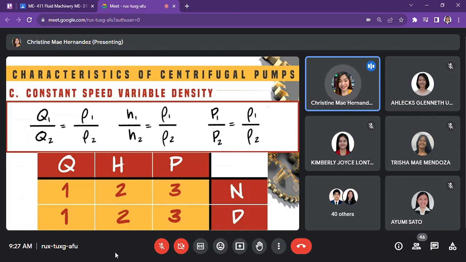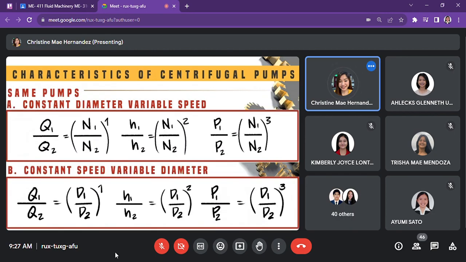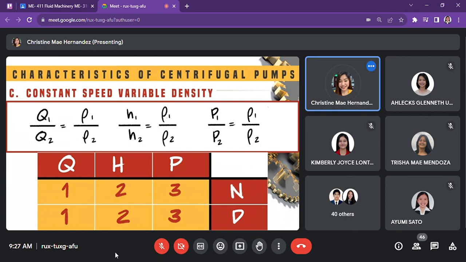So, we also have constant speed, variable density. So it is in terms of density, whereas earlier it was speed and the other one was diameter. The one below, we also have density. So, they are all equal. Q1 over Q2 is equal to density 1 over density 2. Head 1 over head 2 is equal to density 1 over density 2. And pressure 1 over P2 is equal to density 1 over density 2.